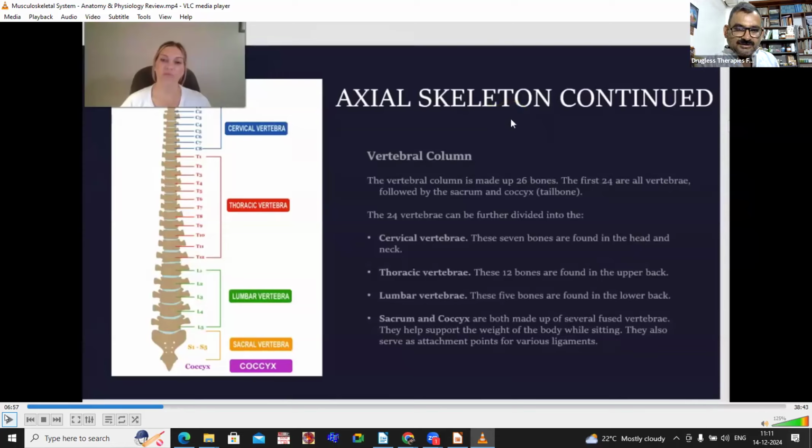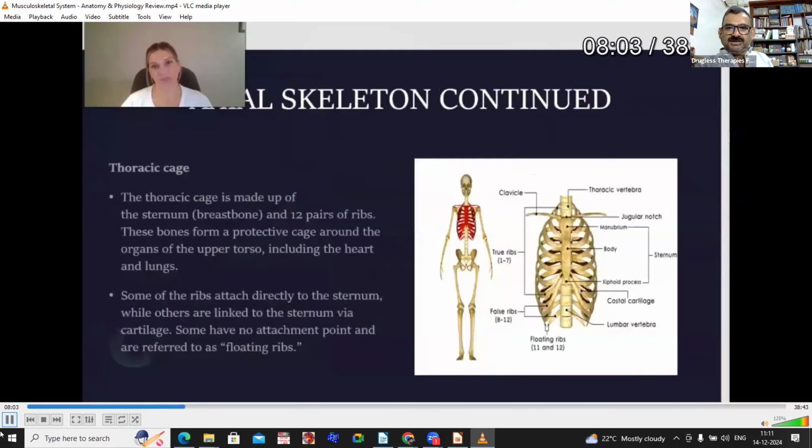Okay. Now we are learning about the spinal system, followed by the sacrum and the coccyx, otherwise known as the tailbone. We have already covered this, so we'll skip it and see what else we have. We have the thoracic cage, or the thoracic cavity. Yes, we have studied it in depth.